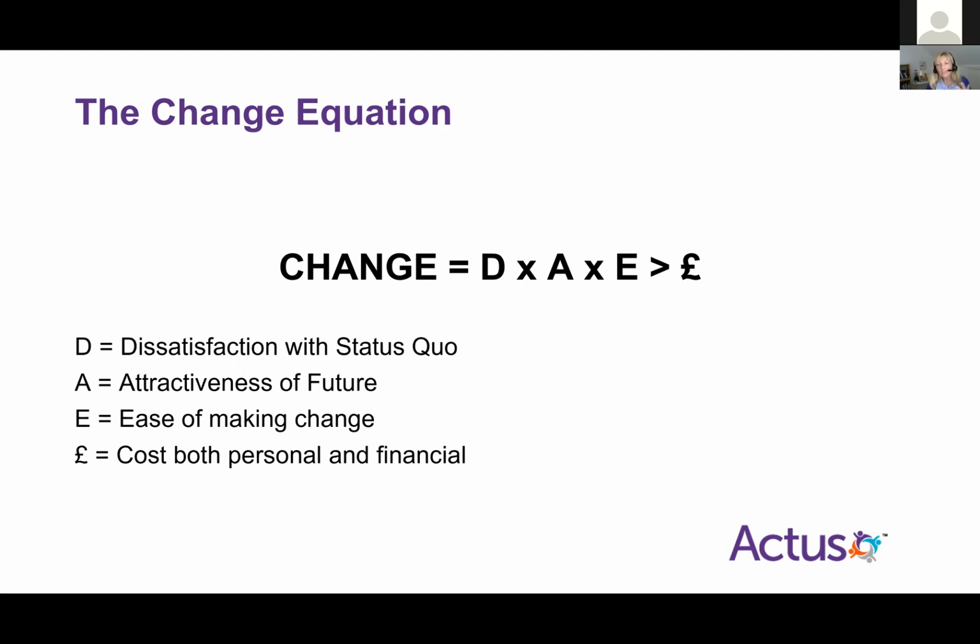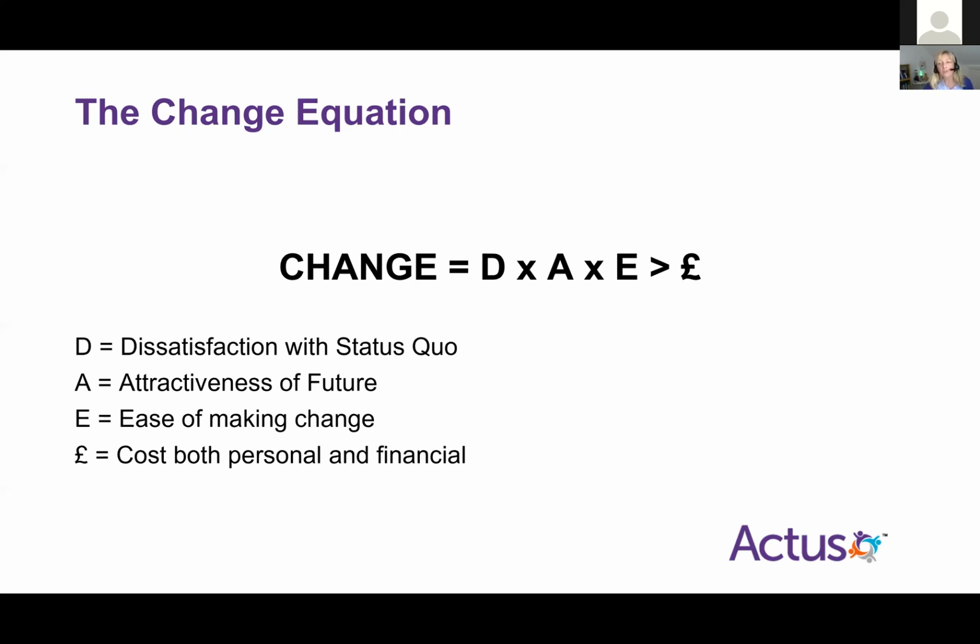But it just helps you think, what do I need to influence? So if you think, okay, everybody's pretty happy with how things are, and the future vision isn't all that, then maybe what you need to do is really work on making that future vision more attractive, or ensure that the change you're making is incredibly easy and low cost, and just be realistic about the things that are going to make it easy or hard.